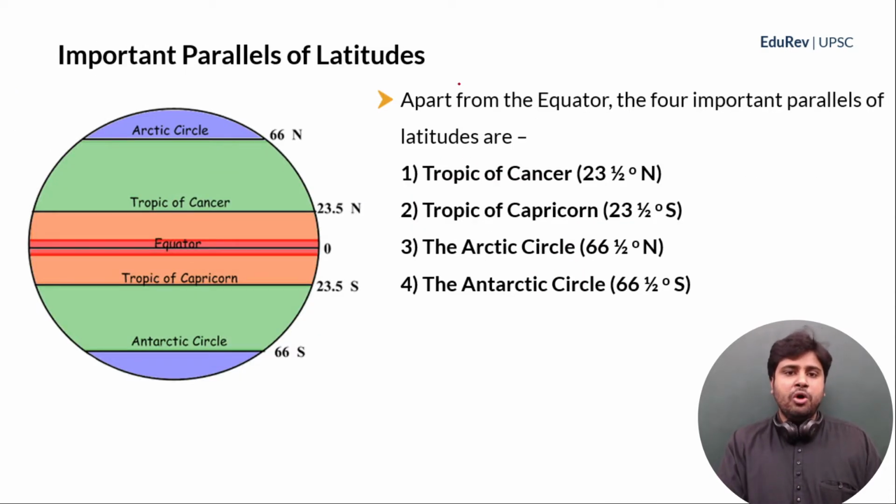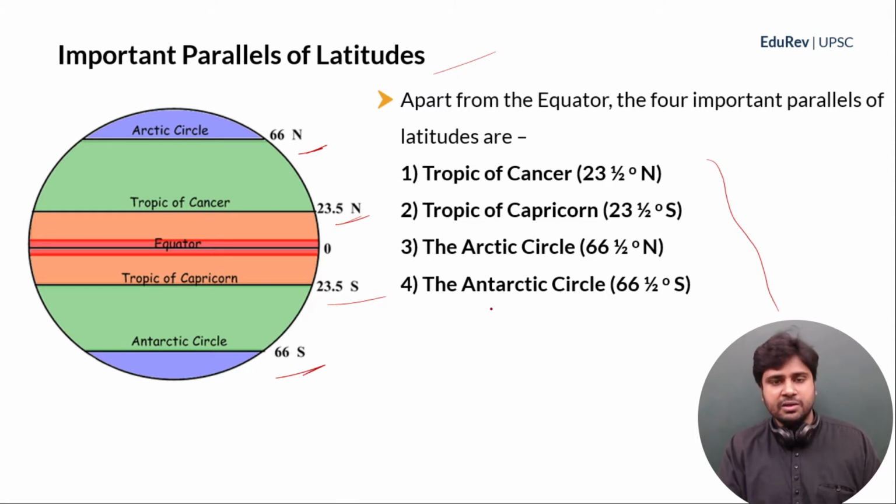Now, the important parallels of latitudes. Apart from the equator, these are the important parallels of latitudes. You have the Tropic of Cancer, which is 23.5 degrees north. Then you have the Tropic of Capricorn, which is 23.5 degrees south. Then you have the Arctic Circle, which is 66.5 degrees north. And then you have the Antarctic Circle, which is 66.5 degrees south. So these are the important parallels of latitudes apart from the equator.